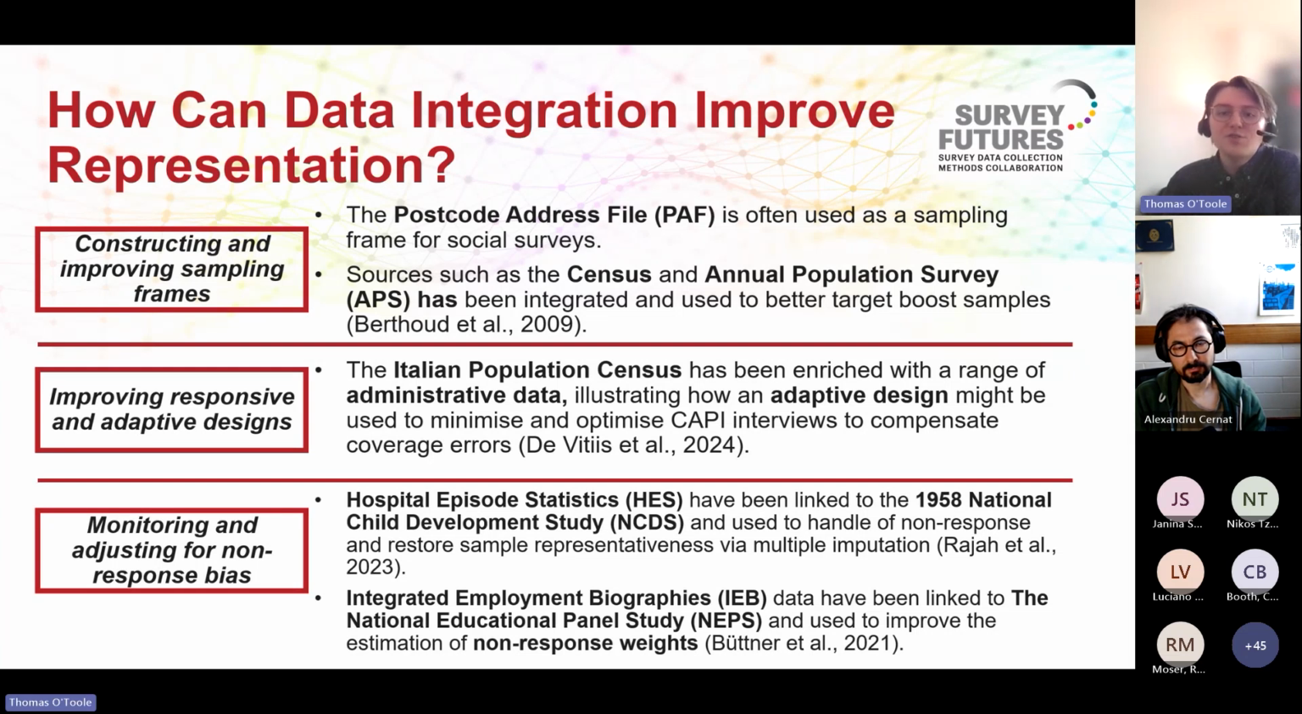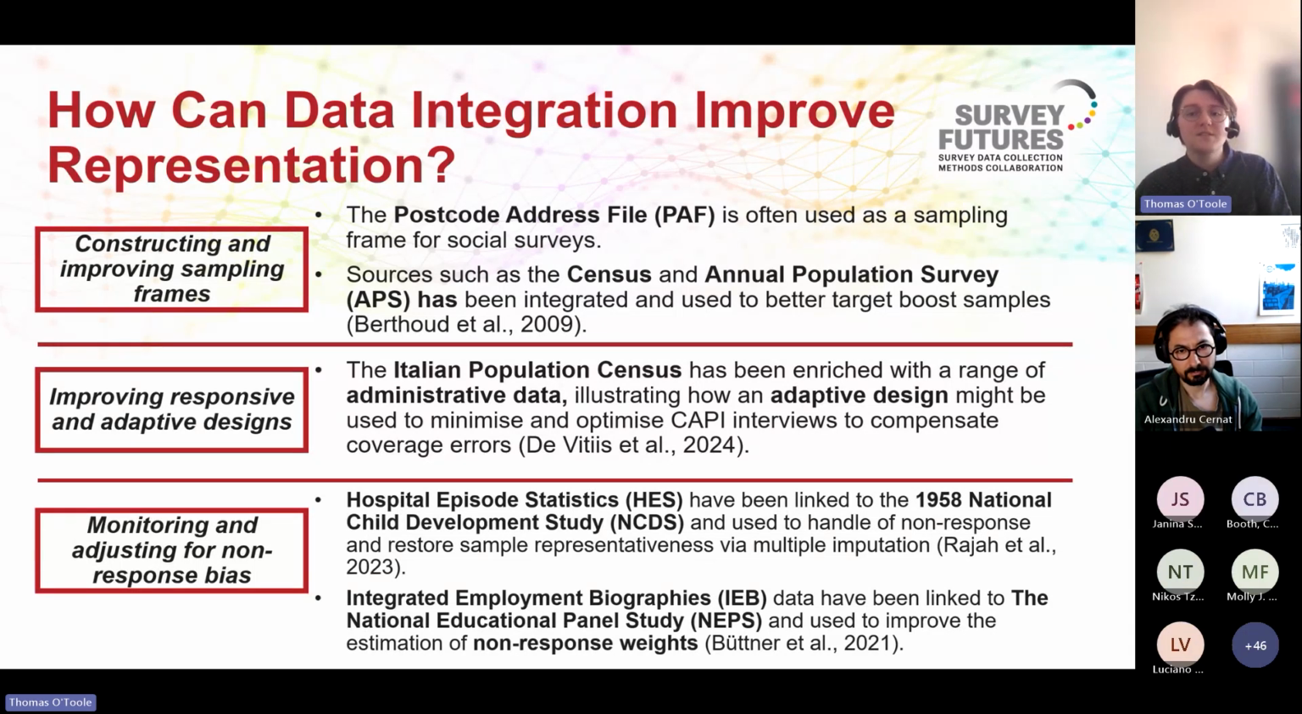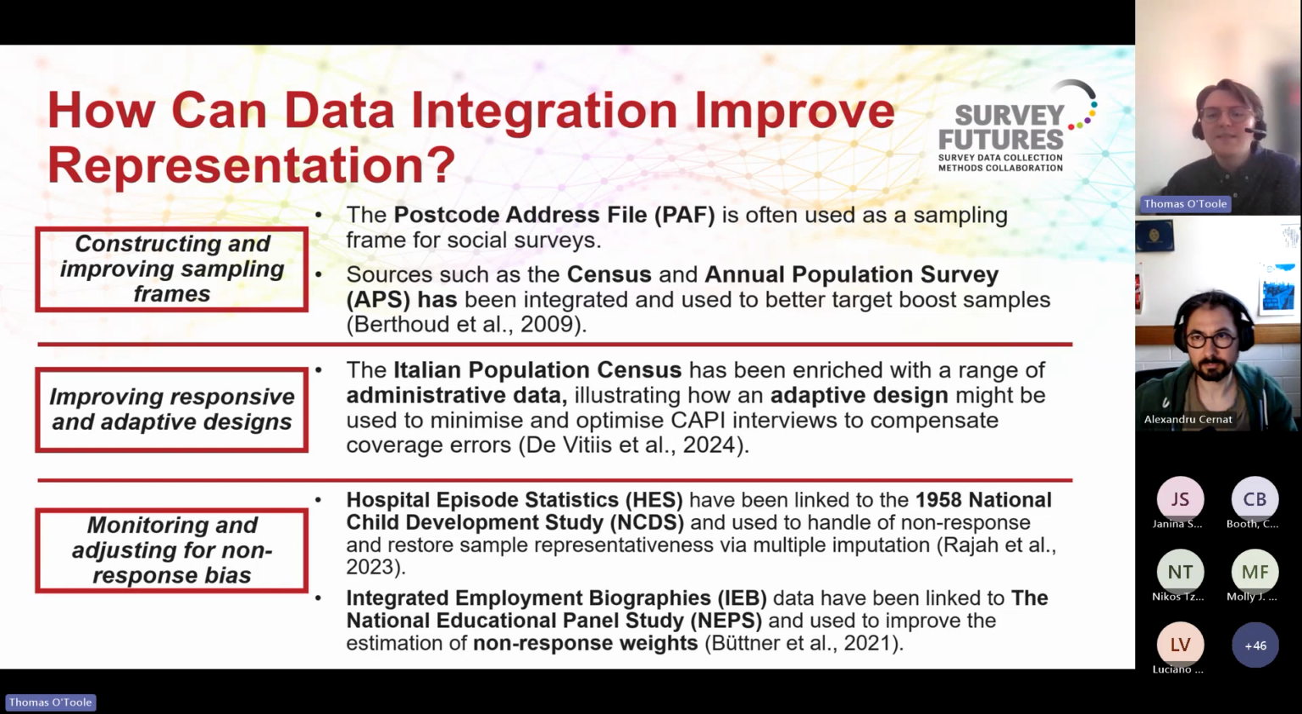In social surveys, individuals who don't respond may be systematically different from those who do, based on a range of socio-demographic characteristics. And data integration can help to introduce more covariates to better target survey data collection through the use of responsive and adaptive design protocols. An example here is the Italian census, which has been enriched with a variety of administrative data. And studies have shown how this might facilitate a better adaptive design to minimize the number of interviews by better targeting underrepresented groups and making a more efficient survey.